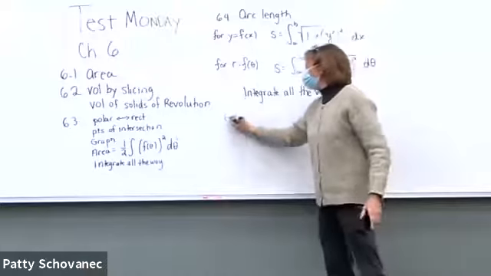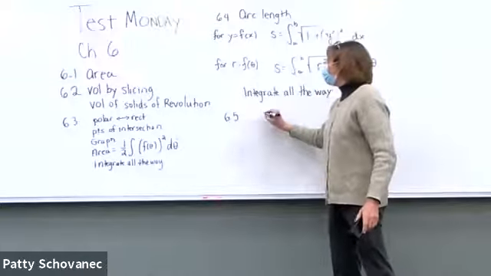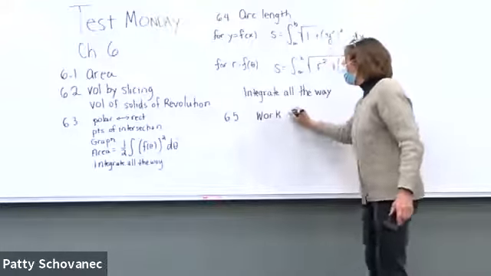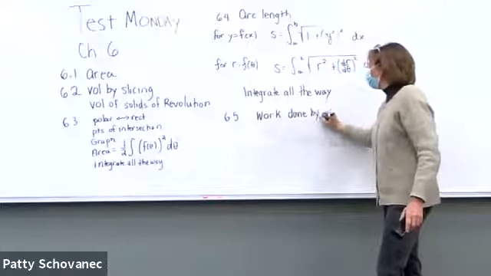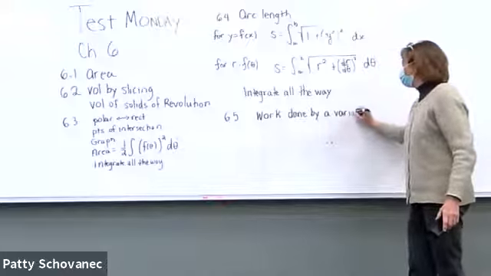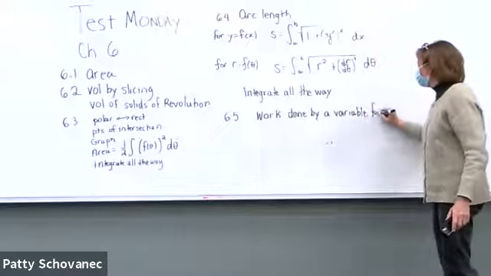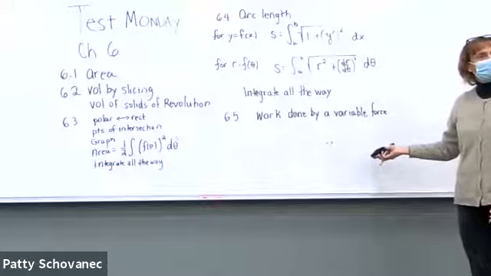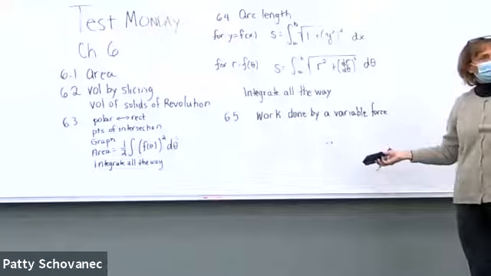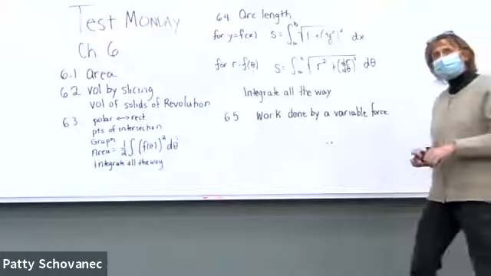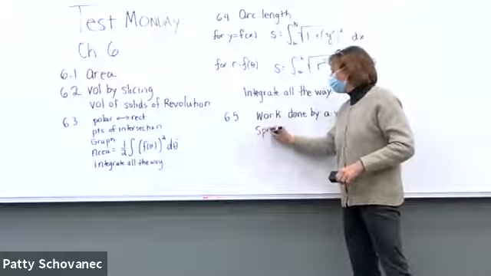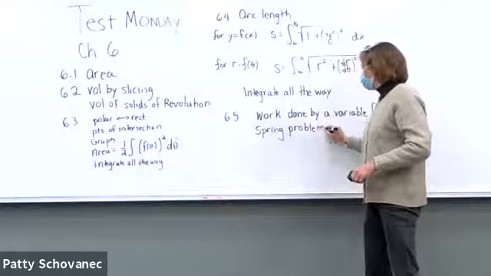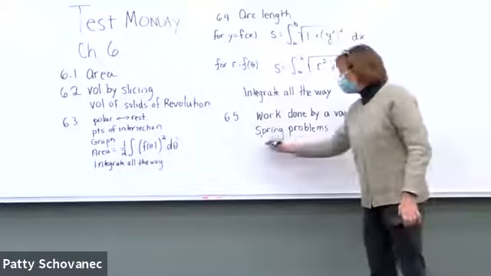Then in 6.5, we can do the work done by a variable force. So we started with the types where you're hauling up a chain, and so the force varies based upon how much chain is left there. The second type we did were the spring problems. And then we did the work in pumping a liquid.